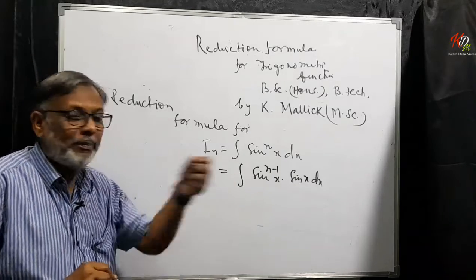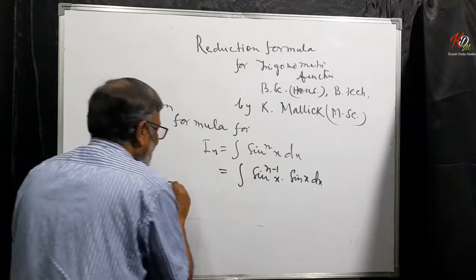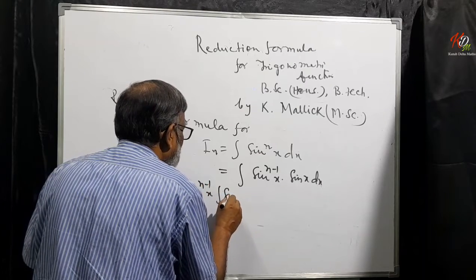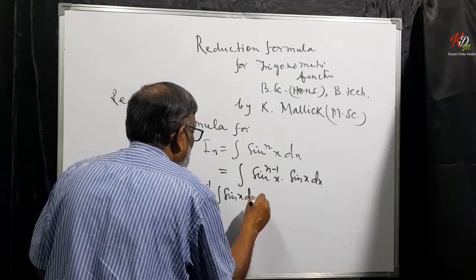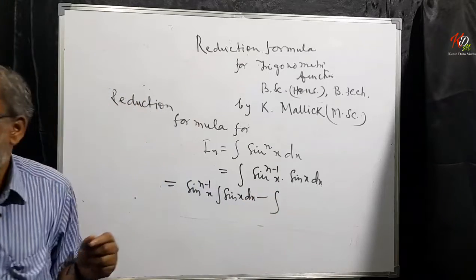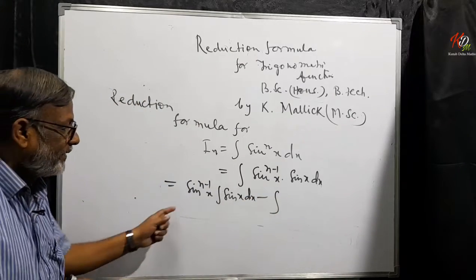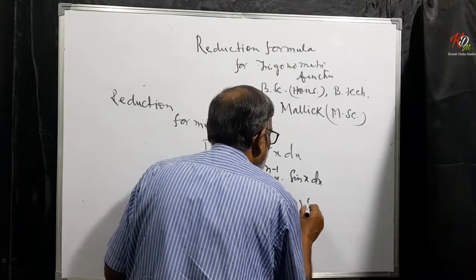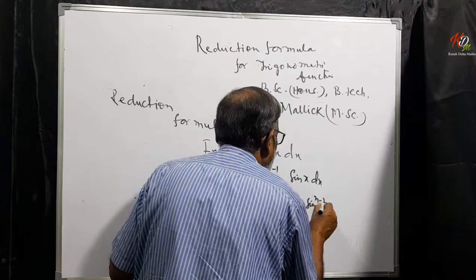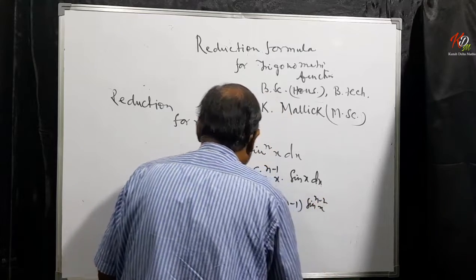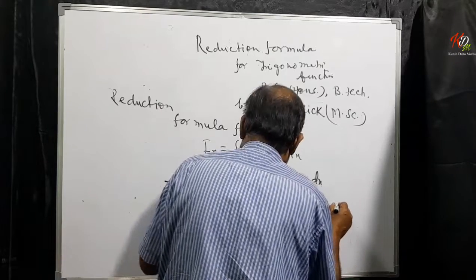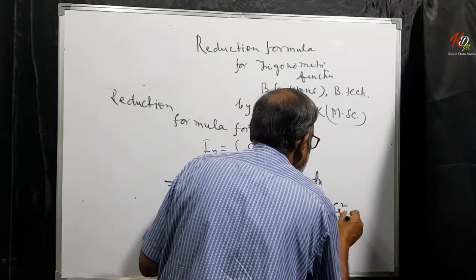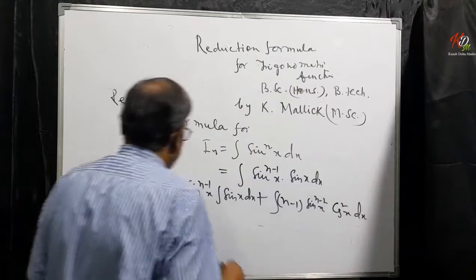Now by u and v, sin to the power n minus 1 x, integration of sin x dx, minus, integration by parts here, n minus 1 sin to the power n minus 2 x, sin x means cos x, into integration of sin x dx, cos x, minus cos x, so cos square x dx.